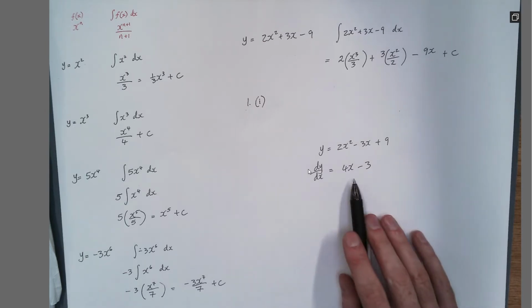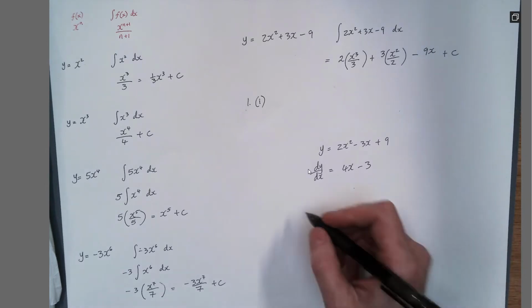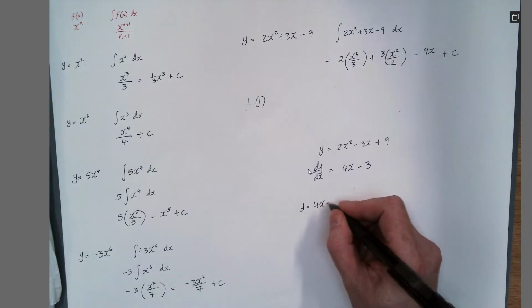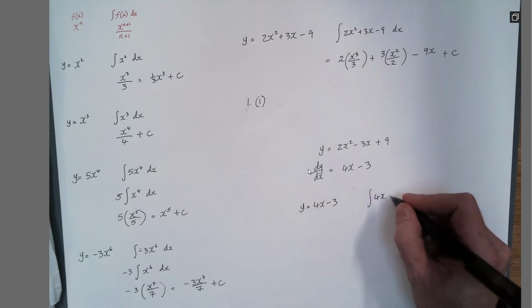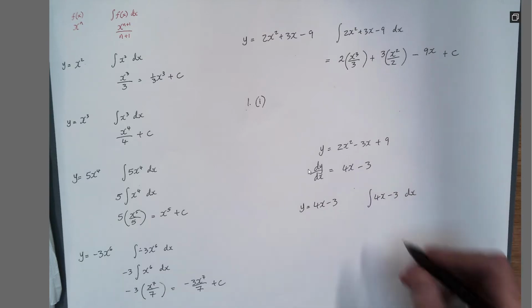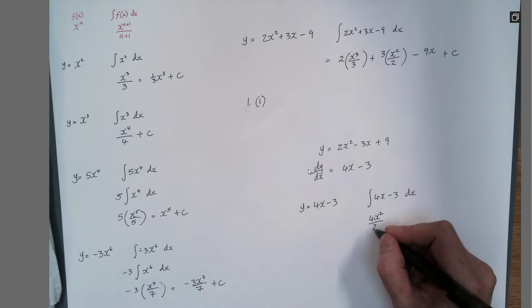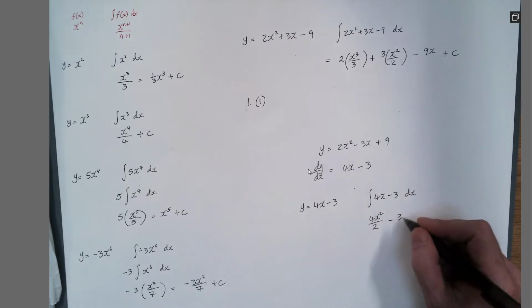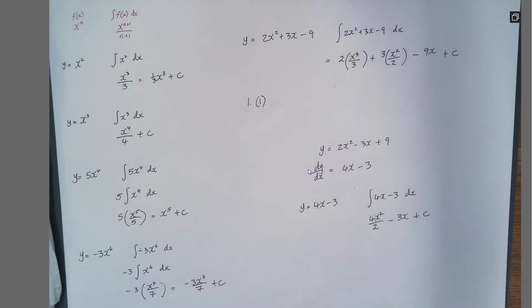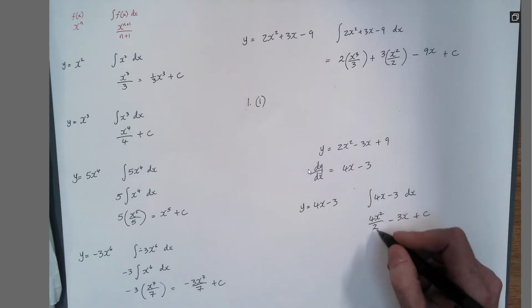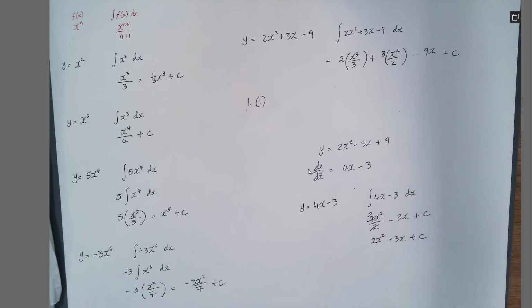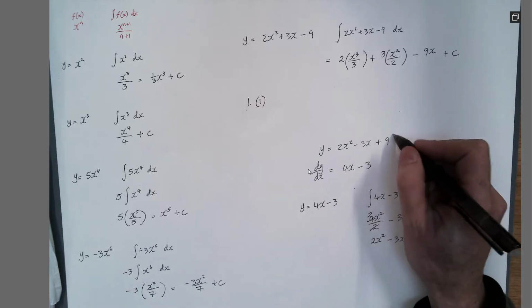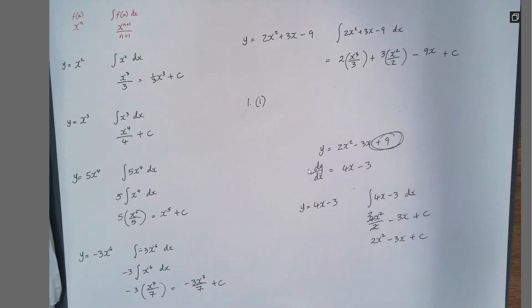Now we must go in reverse. Given dy dx equals 4x minus 3, we integrate 4x minus 3 dx. That gives 4x squared over 2 minus 3x plus c. And the reason we just write plus c is because the constant is unknown. Does that make sense? So that's what we call an antiderivative.